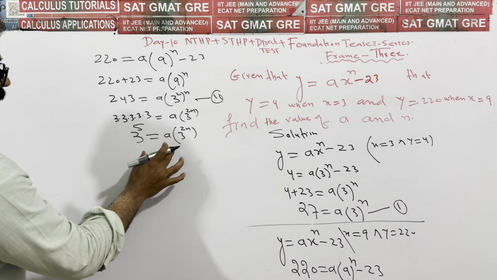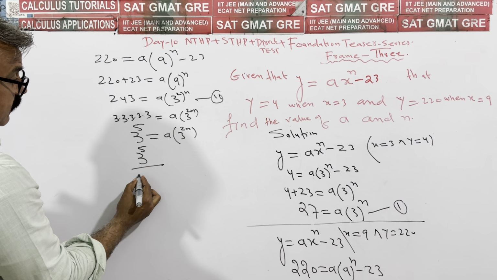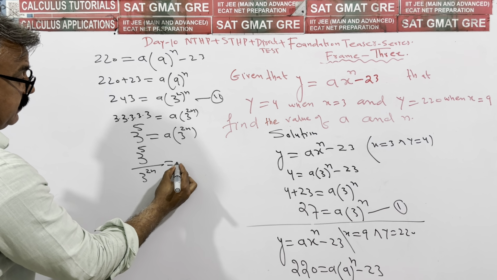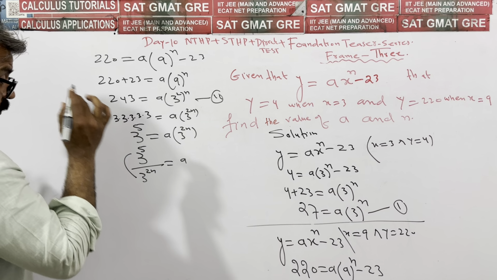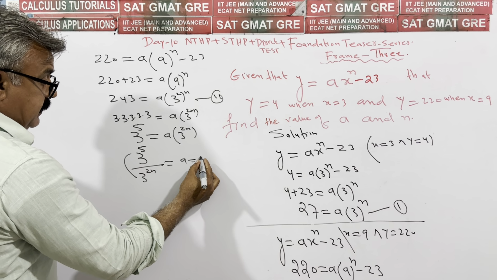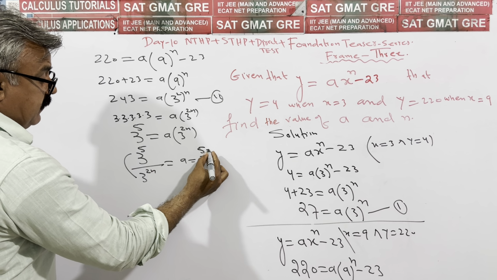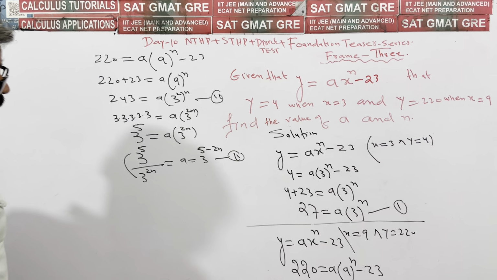Shift here 3 power 2n in division. Find the value of a: 3 power 5 overall divided by 3 power 2n. Bases are same. They are in division. Subtract lower power from upper power or upper power from lower power. It's equal to 3 raised to 5 minus 2n. It is the value of a from condition number 2.